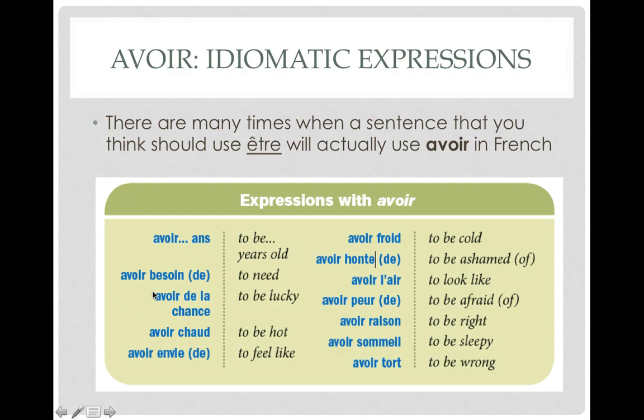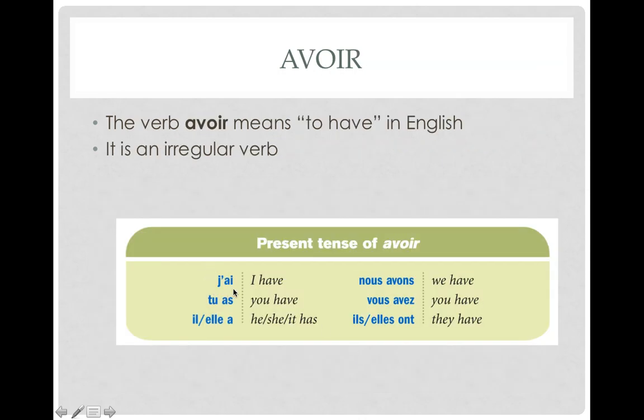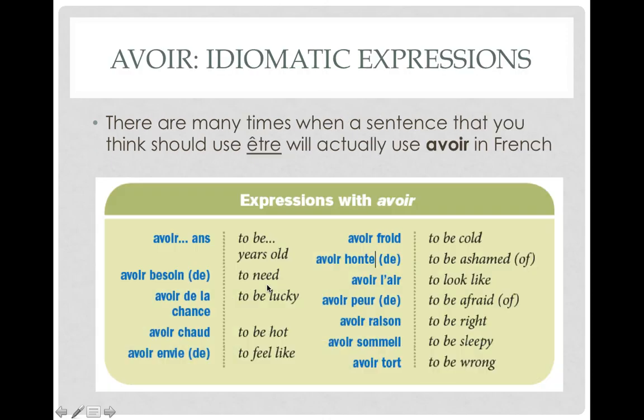So of course these are all in the infinitive right now. So if you wanted to say I am wrong, you would need to conjugate avoir, which we know to conjugate that for I is j'ai, which means I have. So then you put that back in here. So then it becomes j'ai tort, j'ai raison, nous avons raison.